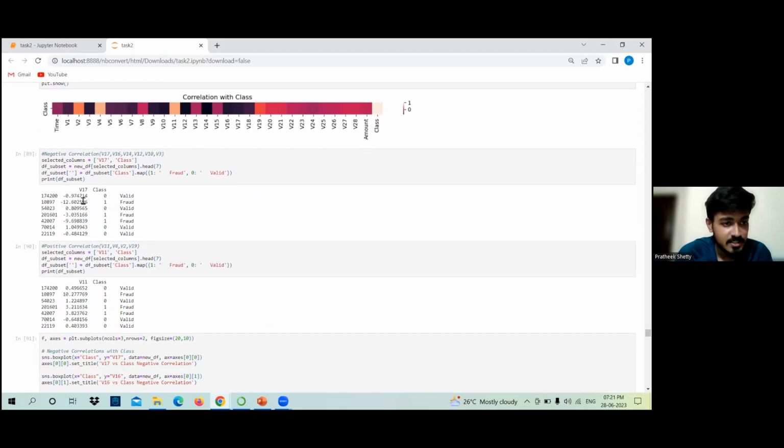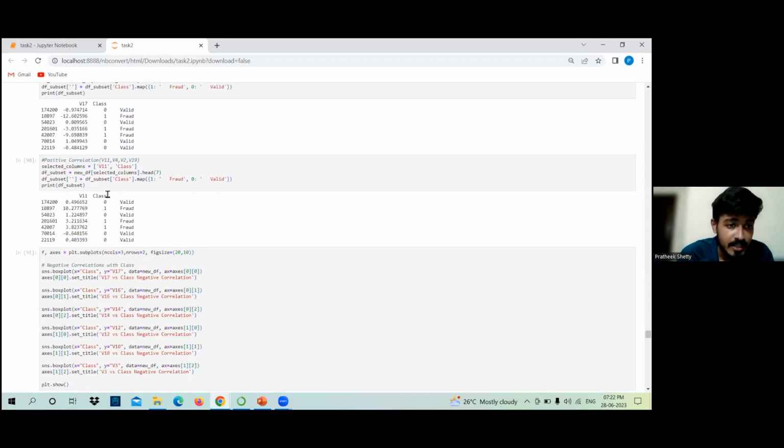So I've taken the first seven transactions here. You can see negative correlation here. The more negative this value of V17 is, the more likely it is that it is a fraud case. For example, minus 12 is a fraud here. Minus 3 is a fraud case. Minus 9 is a fraud transaction here. And for some features like V11, which is positively correlated, you can see the higher this value, the more likely it is a fraud. Like 10.27 is a fraud here. 3.211 is a fraud. 3.823 is a fraud here.